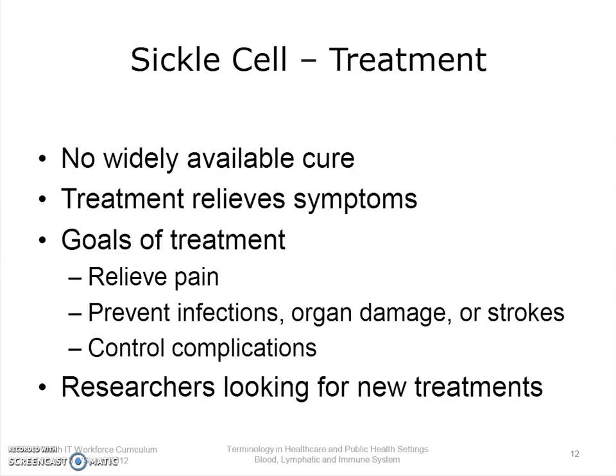Sickle cell anemia has no widely available cure. However, treatments can help relieve symptoms and treat complications. The goals of treating sickle cell anemia are to relieve pain, prevent infections, prevent organ damage, and prevent strokes, and control complications if any occur. Blood and bone marrow stem cell transplants may offer a cure for a small number of people who have sickle cell anemia. Researchers continue to look for new treatments for the disease.